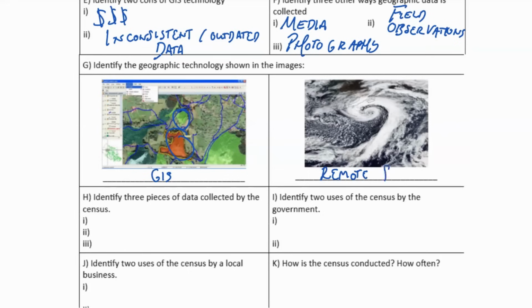On the AP exam, they may even just say satellite imagery, and that's going to be the best answer here.